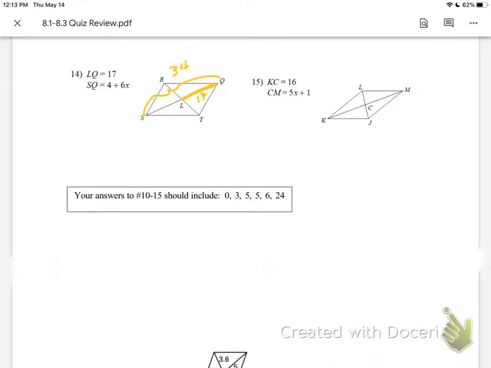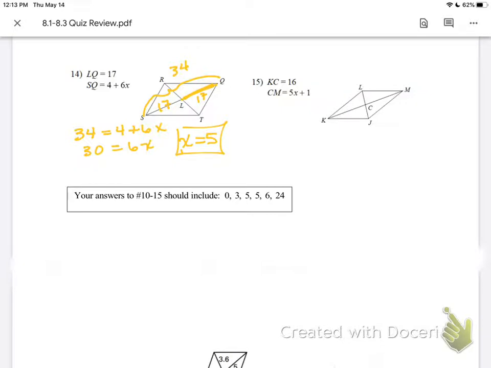Because it has to be twice the 17, since I know that SL has to be 17 also, since those diagonals are bisected. So that's going to really make life easier for me. So I now know that SQ is 34. So I can very easily solve for x. So 30 equals 6x. So x will equal 5. Okay, so moving on to 15.